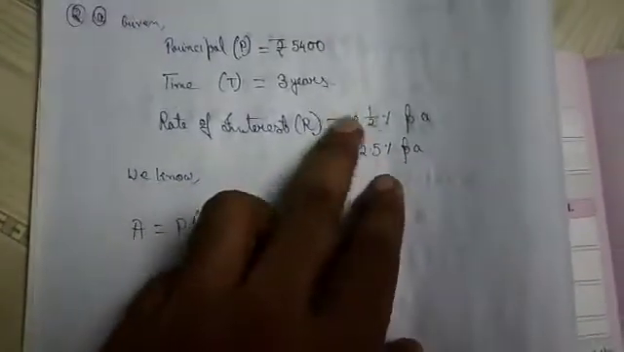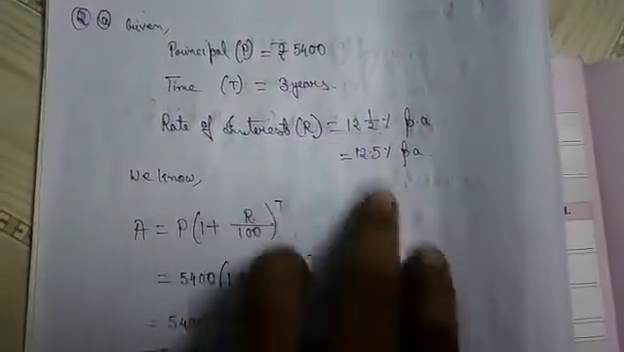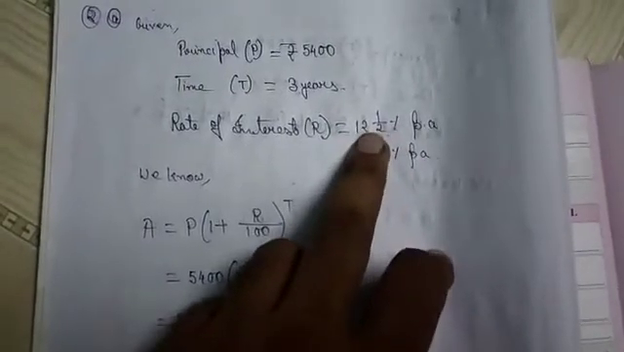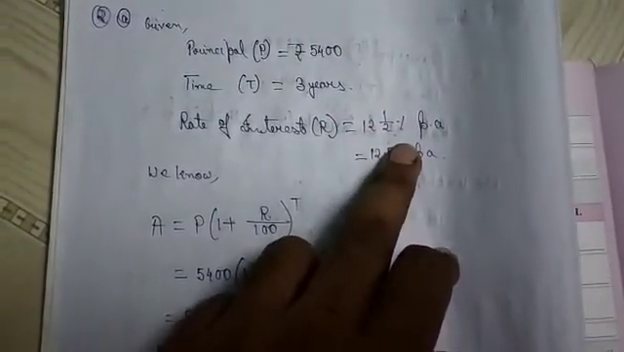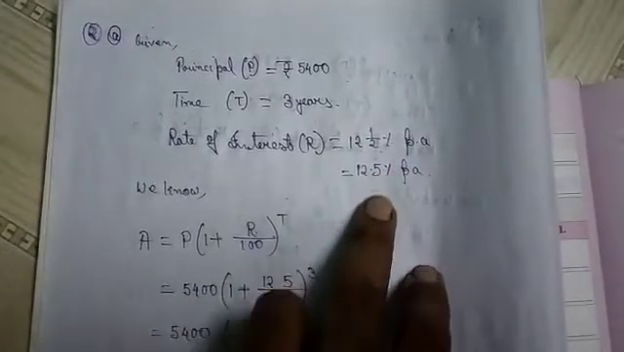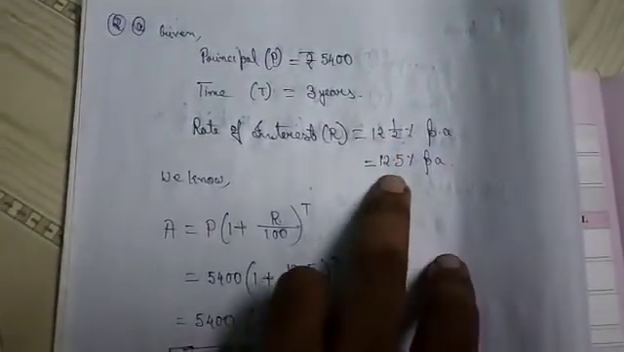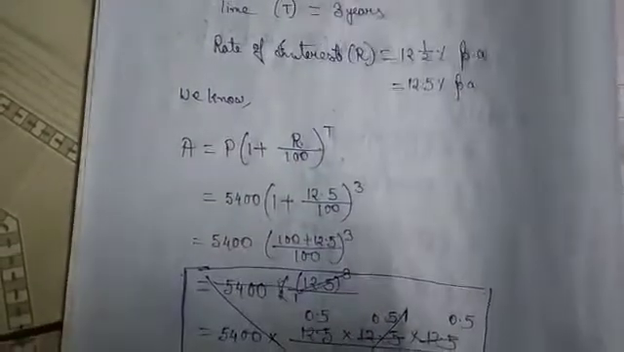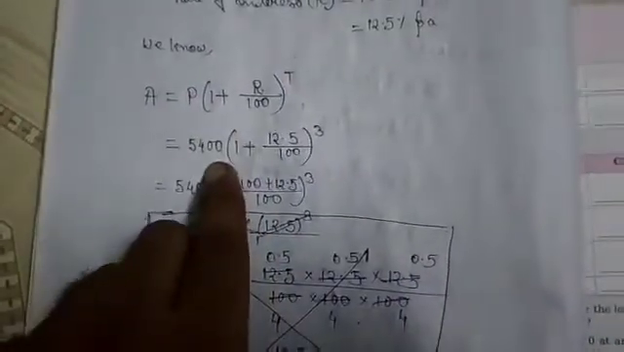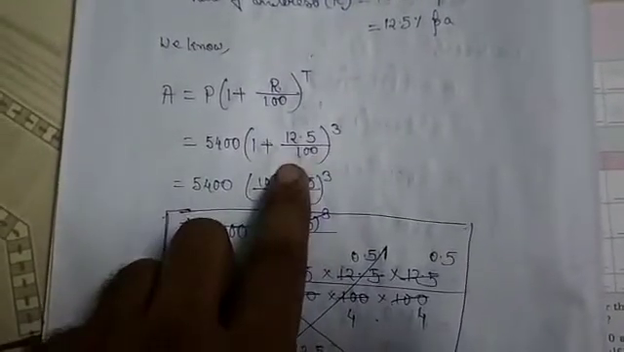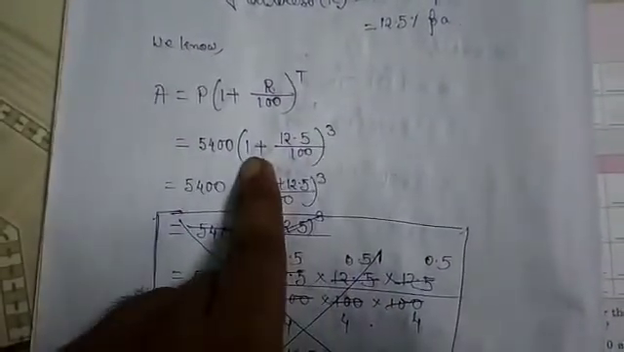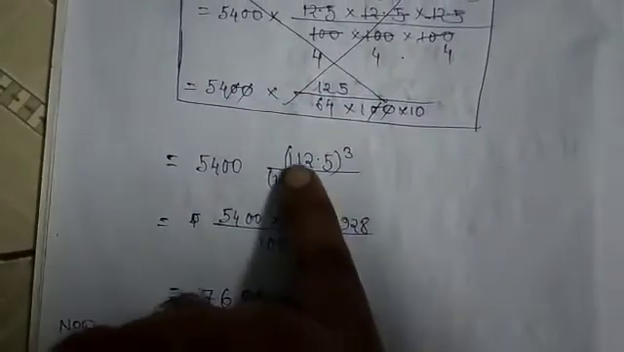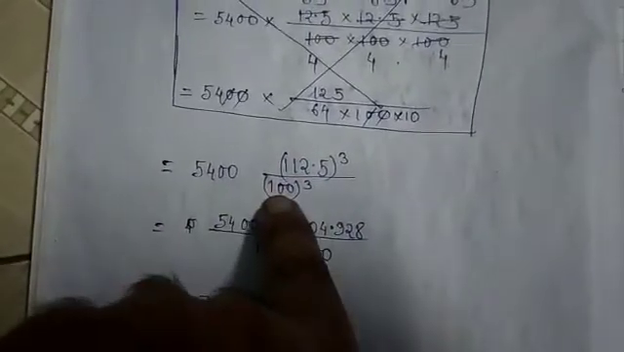So you can either convert the value into decimal, or you can keep the value and convert it into an improper fraction, whichever way you find easy. Okay, improper fraction or decimal. So I have kept it in decimal. So here, principal, you know that amount is equal to P into (1 + R/100) to the power T. So P is 5400, (1 + 12.5/100)^3. I have taken the LCM, so 100 plus 12.5, which gives us 112.5 cube and 100 cube.